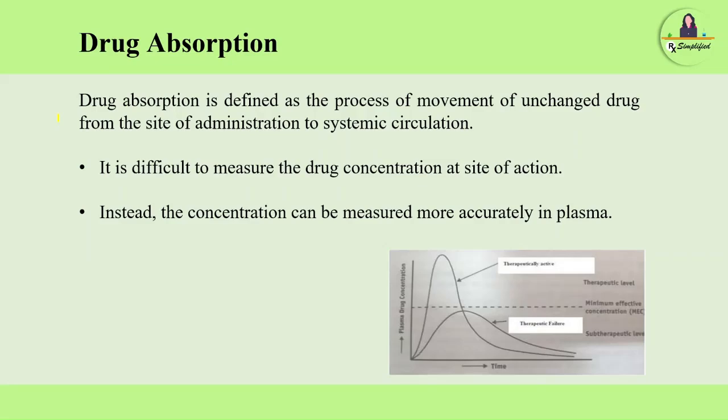Next we are discussing absorption. So what is drug absorption? Drug absorption is defined as the process of movement of unchanged drug from the site of administration to the systemic circulation. It is difficult to measure the drug concentration at the site of action. Instead, the concentration can be measured more accurately in plasma. If I am taking a drug for the kidney, after absorption, it's impossible to measure the concentration there. That's why we measure the plasma concentration.